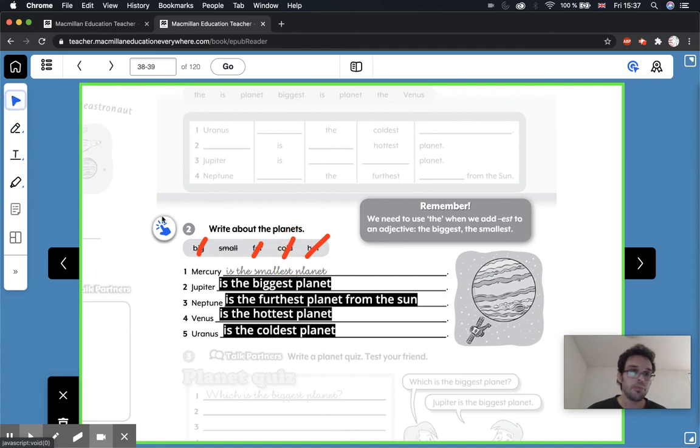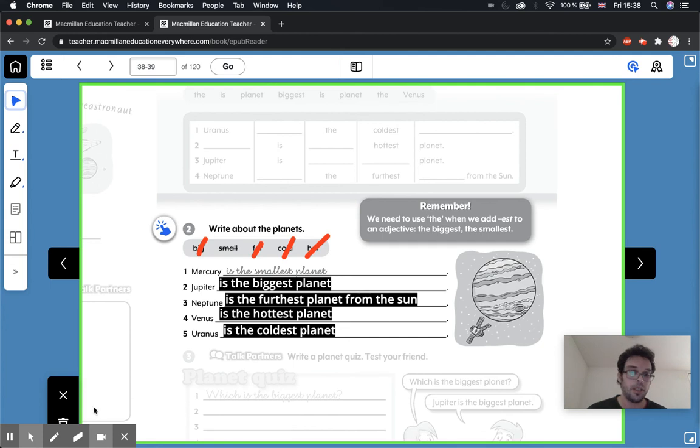So, all right, we have our phrases. Number 2, Jupiter is the biggest planet. Number 3, Neptune is the furthest planet from the Sun. Venus is the hottest planet, and Uranus is the coldest planet. Okay? Make sure you have everything written correctly in your book. Mira bien si tienes todas las respuestas bien escrito en el libro. Okay. Very good. All finished?